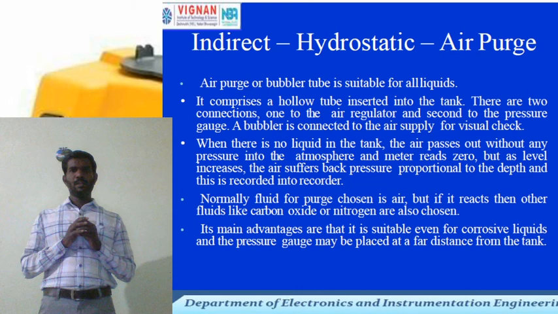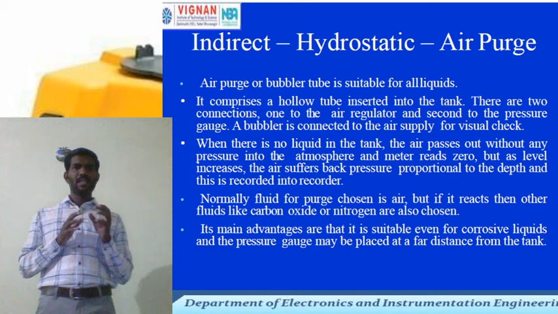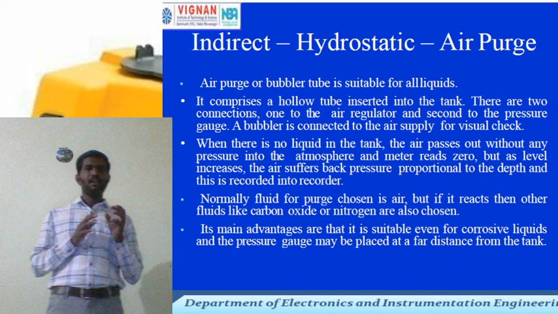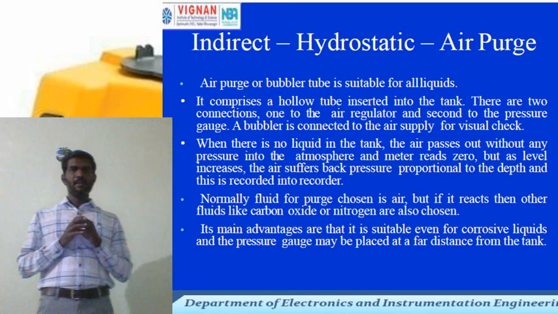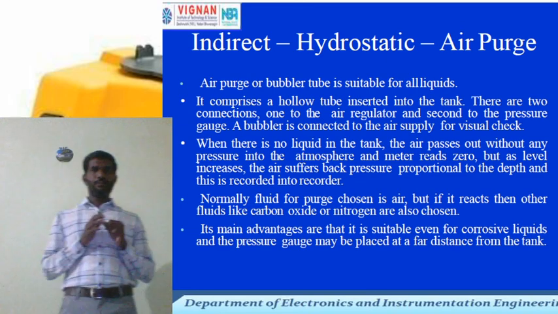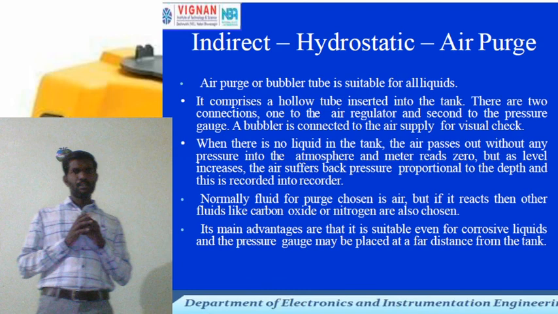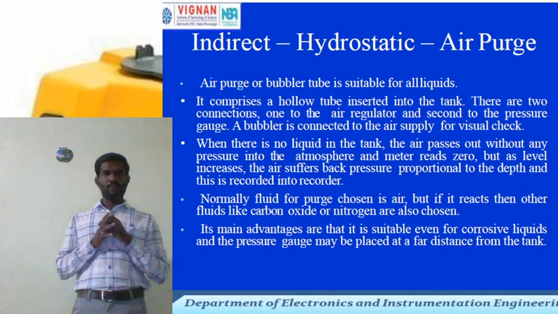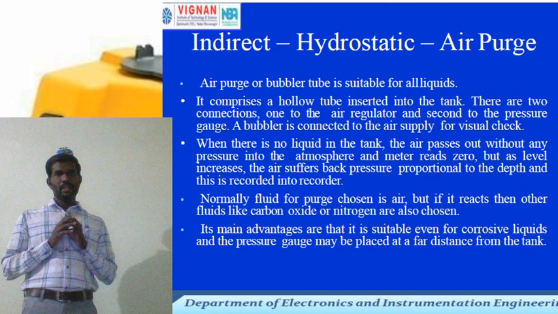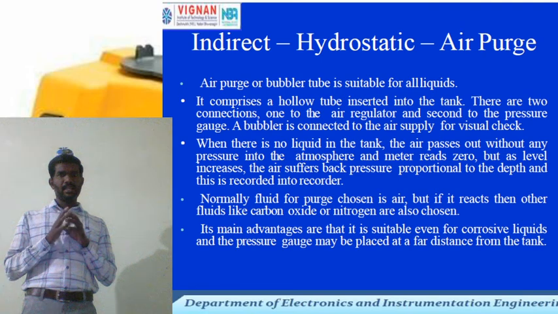But as the level increases, the air experiences the tank pressure proportional to the depth, and this is recorded on different types of recorders. Normally, the fluid for purging is air, but if it reacts, then other fluids like carbon dioxide or nitrogen are also chosen. The main advantages are that it is suitable even for corrosive liquids, and the pressure gauge may be placed at a far distance from the tank.